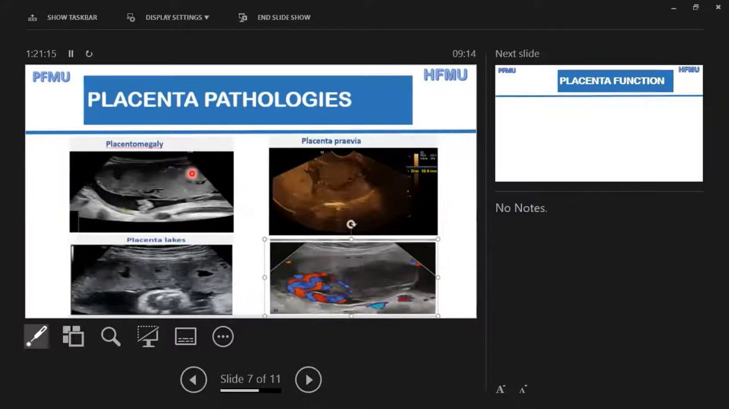Okay, so what are the different pathologies that we can pick up when we assess the placenta? We can pick up a huge placental mass, placentomegaly. I've already described what that is. We can pick up placental legs, like what you can see in this image. You see those leg things? These areas. This area and that area. So do you think this part of the placenta is functioning normally? It's not. We can also pick up placenta previa. This is a cervix here, with the placenta covering the cervical internal os.